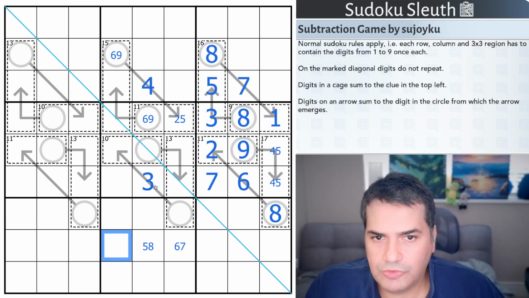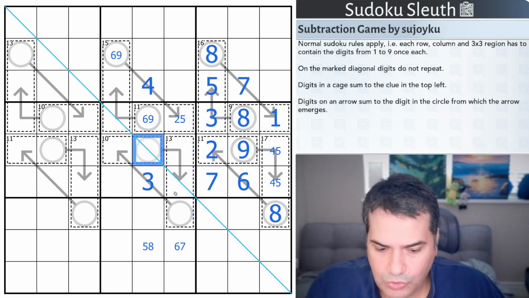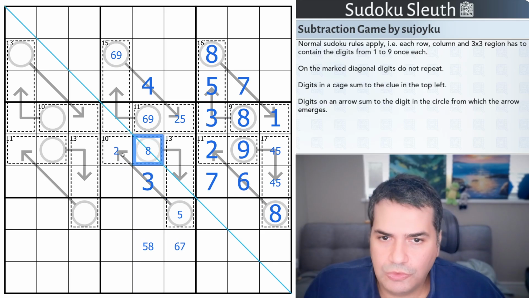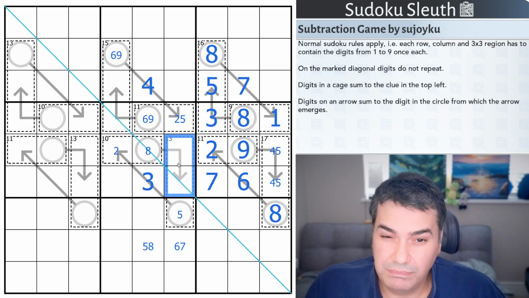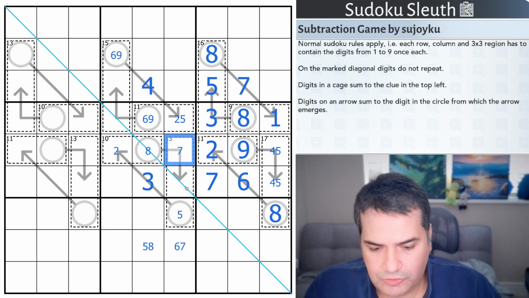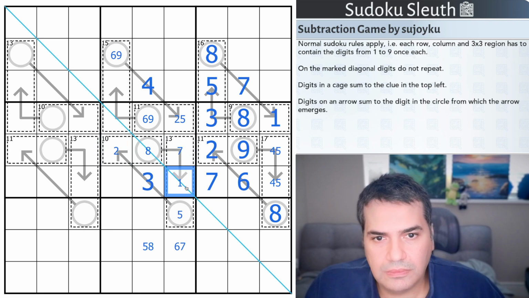5, 8 looks tricky but achievable. That couldn't be the 8. That could be the 8. That could be the 5. That would require a 2 to get to 10 and to 5. And these two cells now, how do I get to 8? It can't be 2, 5. Sorry, can't be 3, 5. Can't be 2, 6. It would have to be 1, 7. 7 and 1.